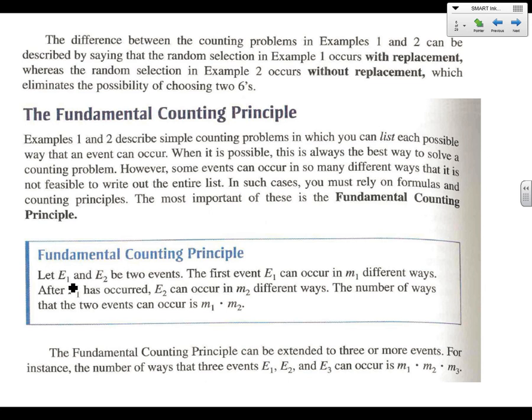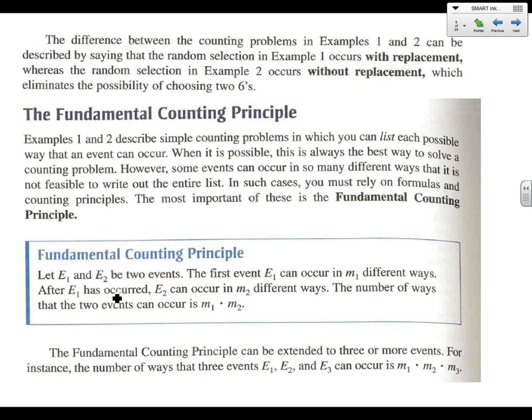So let's look at this. E1 is some event that's going to happen. E2 is some other event. If the first event can occur in M1 different ways, and after E1 has occurred, E2 can occur in M2 different ways, the number of ways the two events can occur is M1 times M2. You just multiply them together. And you can extend this. If there's 3 events, M1 times M2 times M3.